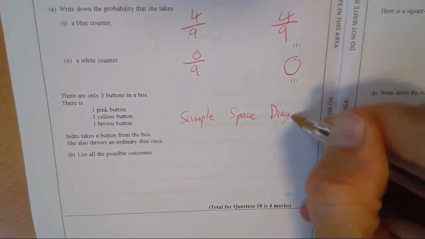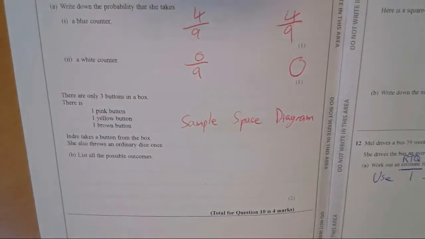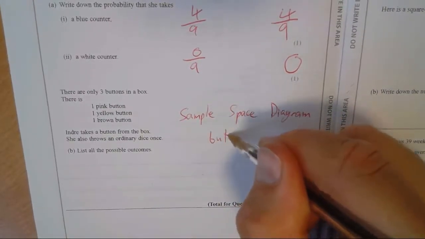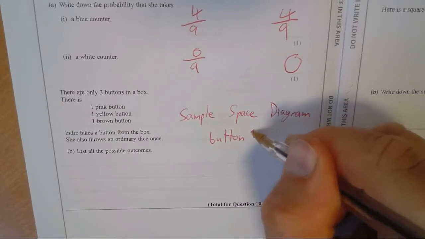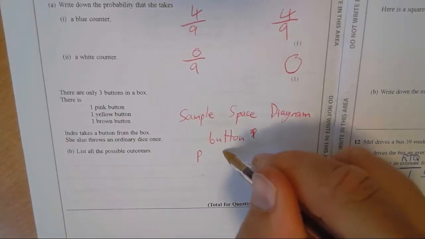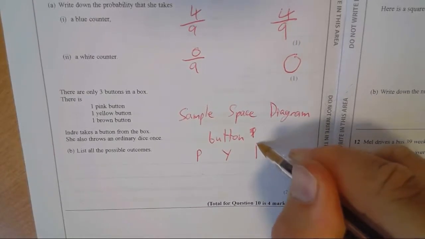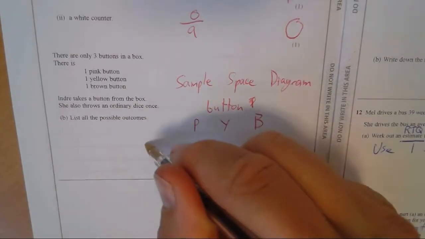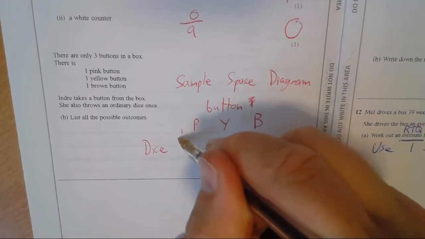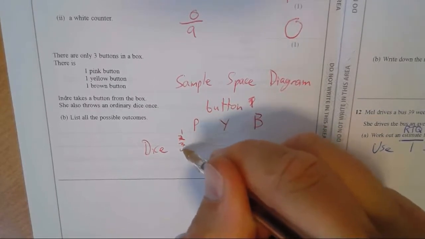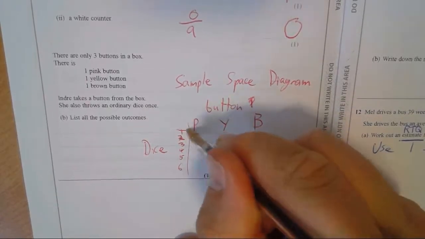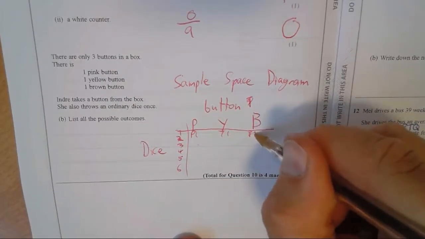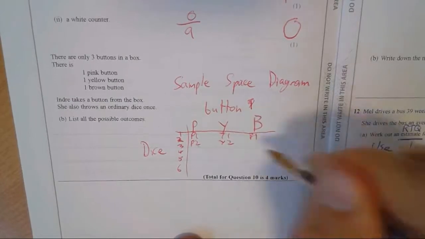Okay, and so what a sample space diagram is perfect for is listing outcomes when you have 2 events. So you have the first event, which is that you choose a button, and the button could be pink, it could be yellow, or it could be brown. And then you have 1, 2, 3, 4, 5, and 6 that you could get on the dice. So the dice could be a 1, a 2, a 3, a 4, a 5, or a 6. And so all the potential options are P1, Y1, B1, P2, Y2, B2.